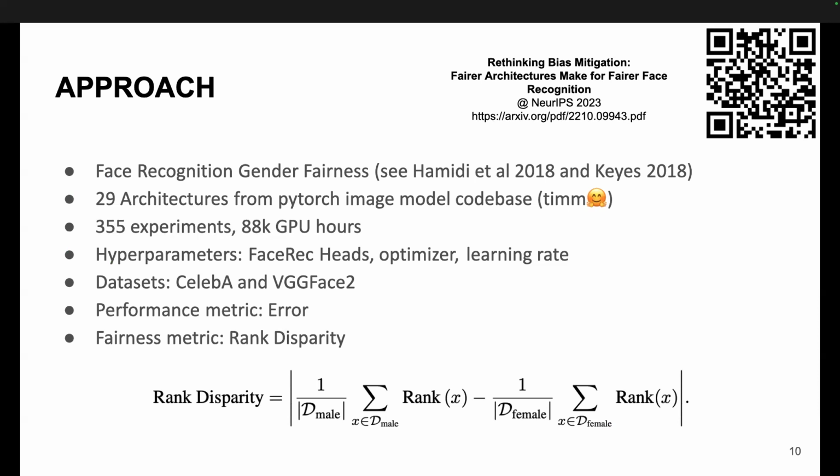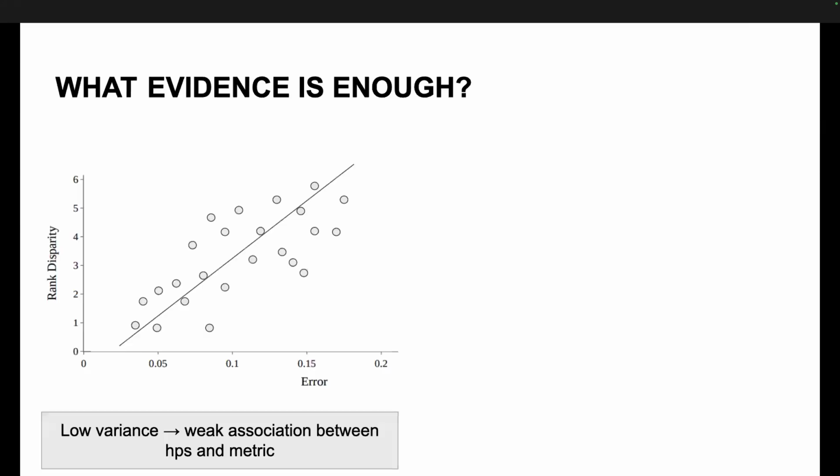We had 2 main data sets, CelebA and VGGFace, and then we benchmarked training all of these models from scratch on these data sets, and then calculated the error of these systems and a bunch of different fairness metrics, the main one being rank disparity, which is a very specific fairness metric for face identification. Once we ran all 355 of these different experiments, you can then plot the accuracy, or the error, on the x-axis and the rank disparity of fairness on the y-axis.